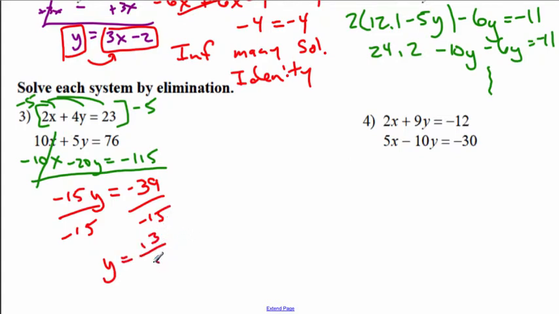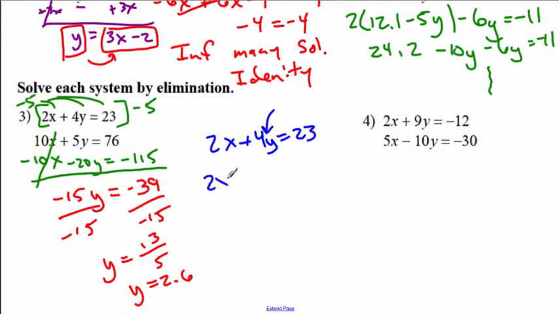Well, let's put a negative 3 in. So we get 13 over 5. What is 13 over 5 if we work that out? 2.6. So y here is going to be 2.6. Then we go back, pick either equation. I'm going to pick the first one again because it's smaller numbers here. 2x plus 4y equals 23. We know that y is 2.6, so we're going to plug that in right here. So 2x plus 4 times 2.6 equals 23.